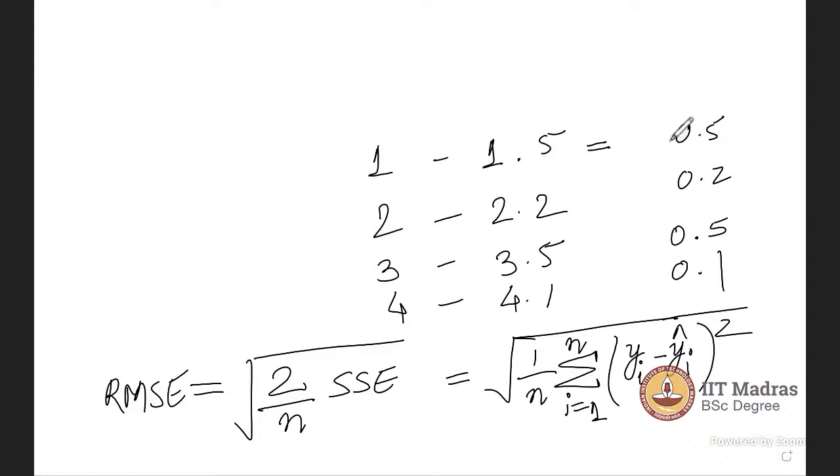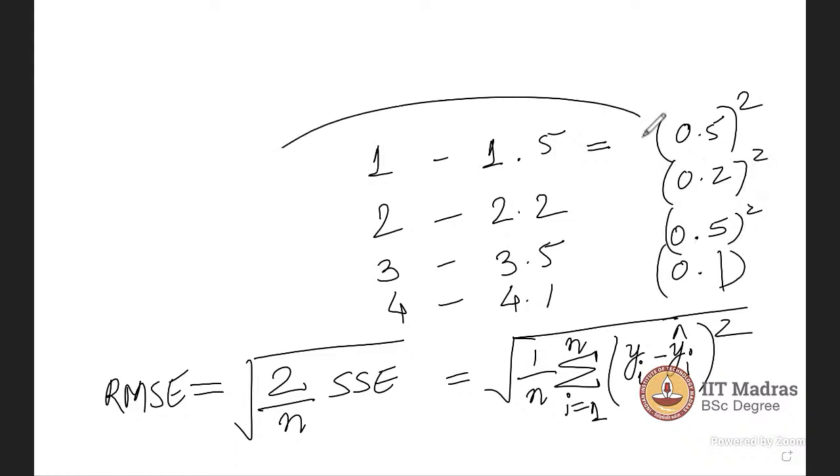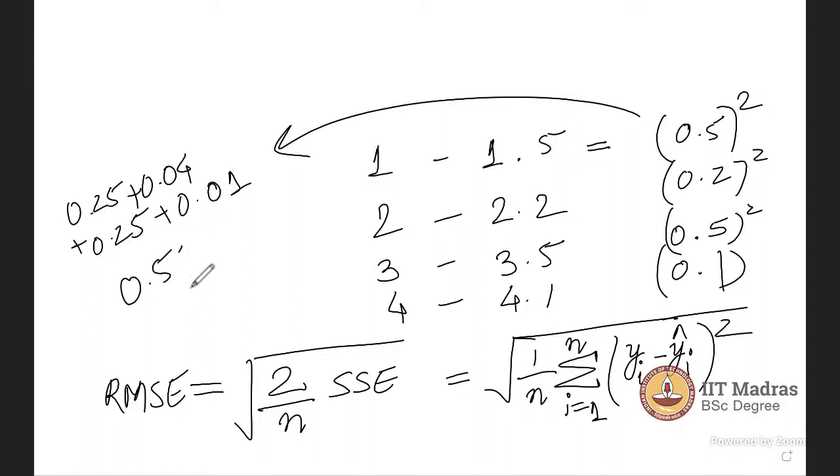Okay. So now all we have to do is take the square of all of this. Let me write this over here. This will come out to 0.25 plus 0.04 plus 0.25 plus 0.01. So this should be 0.55. And now what we do is we divide it by the number of samples, which is 4.